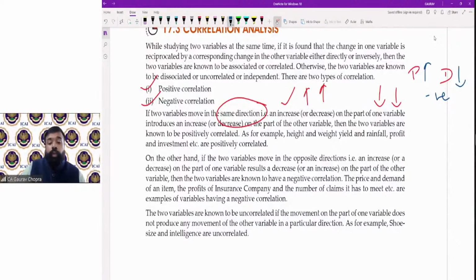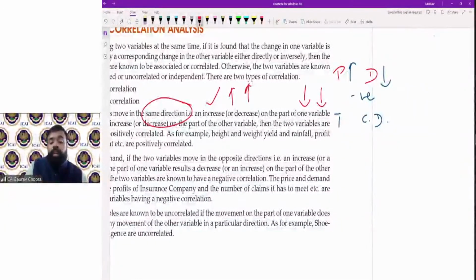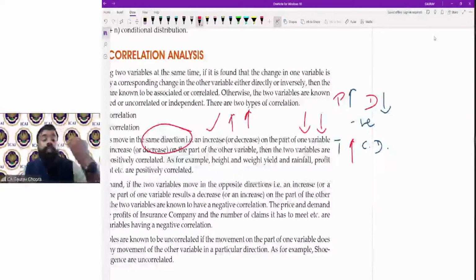Then let's take one more example. Temperature and sale of cold drinks. So what kind of relation will be there? So simply we can identify if temperature increases, गर्मी का सीजन आ गया है तो कोल्ड ड्रिंक्स की सेल भी बढ़ जाएगी, इंक्रीज हो जाएगी. So there will be positive correlation.